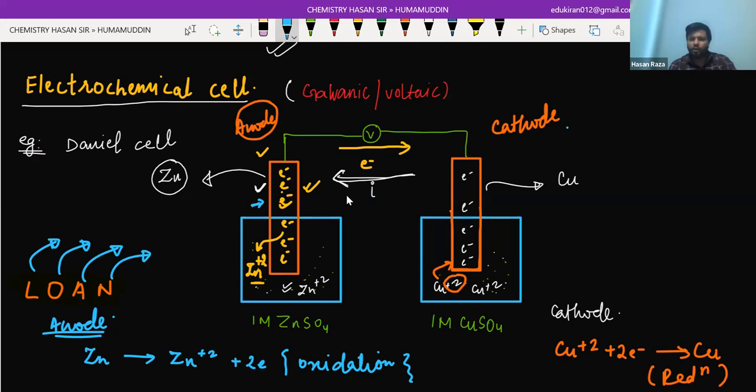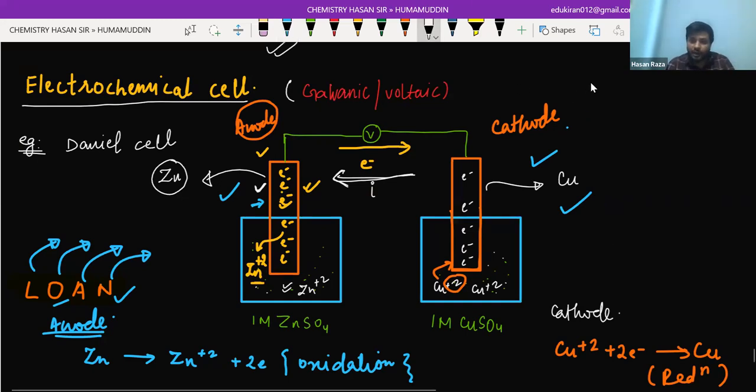Also, it is very important to note that whenever you are going to see the cell, left will be anode. First of all, left will be anode and there will be oxidation. And exactly opposite will be on the right hand side. If left is anode, right will be cathode. If oxidation is taking place on the left hand side, then reduction will be taking place on the right. If the left side is negatively charged, then the right side is positively charged.